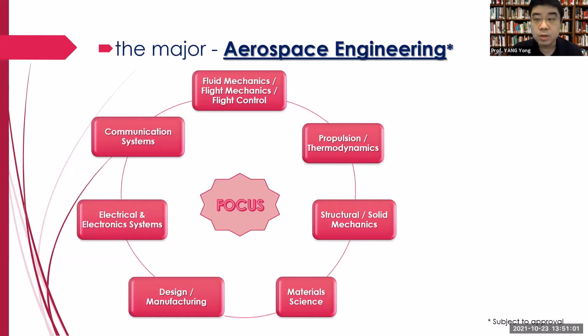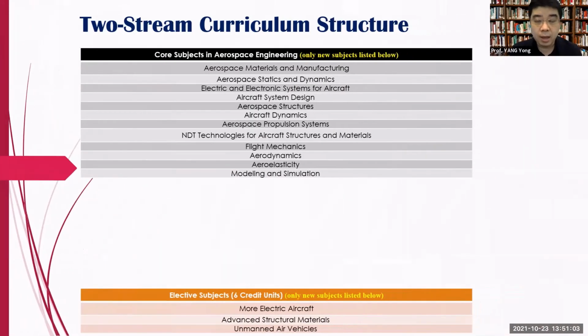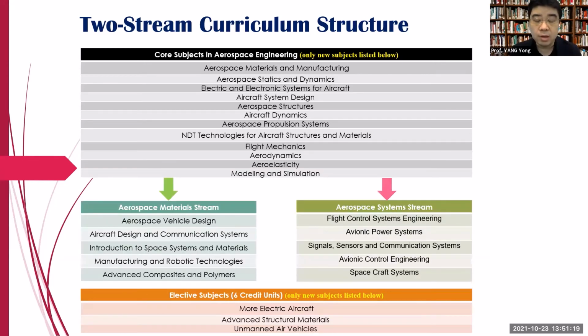This is a core subject for the aerospace engineering program. We just listed the new subjects for this new program. We designed more than 23 new subjects for the new program, and this program actually has 2 streams. What I mean by this is, when you join a program like mechanical engineering, there's only 1 stream. But if you join the aerospace engineering program, in the second year you can choose one of the 2 streams to focus on.